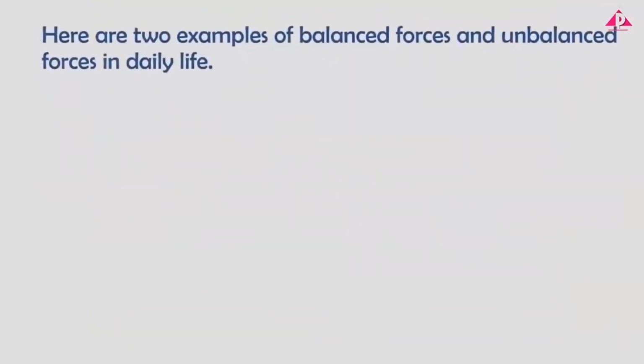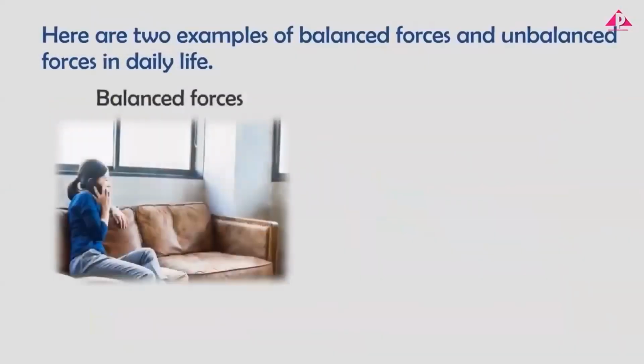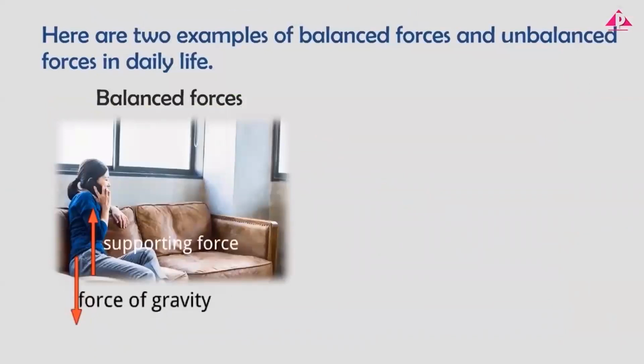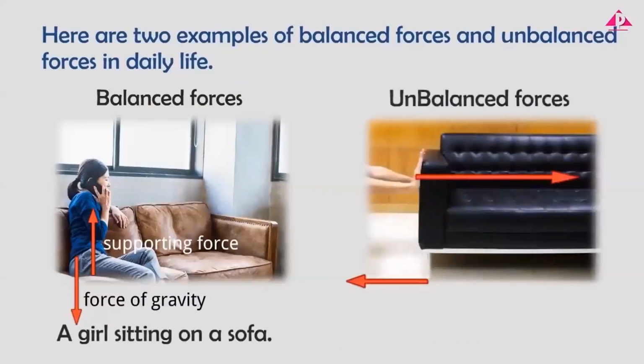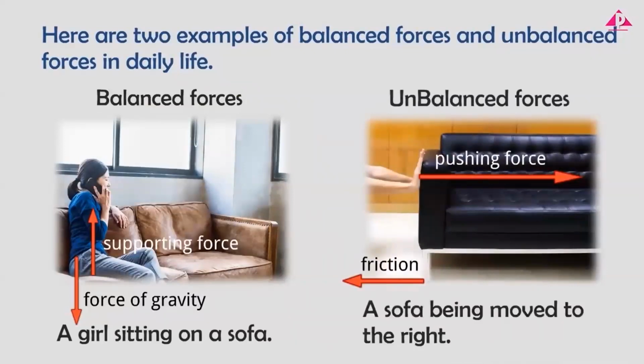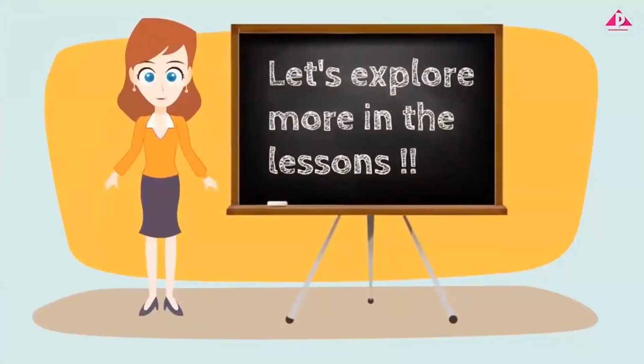Here are two examples of balanced forces and unbalanced forces in daily life. Balanced forces: a girl sitting on a sofa. Unbalanced forces: a sofa being moved to the right. Let's explore more in the lessons.